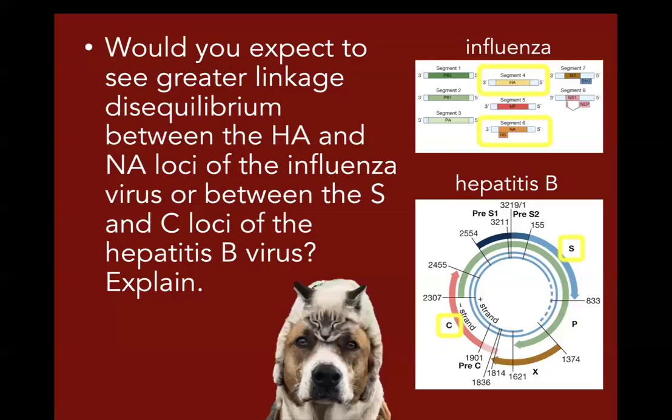All right. Here's a think pair share. Would you expect to see greater linkage disequilibrium between the HA over here and the NA locus of influenza virus, or between the S and C loci of the hepatitis B virus? Explain.